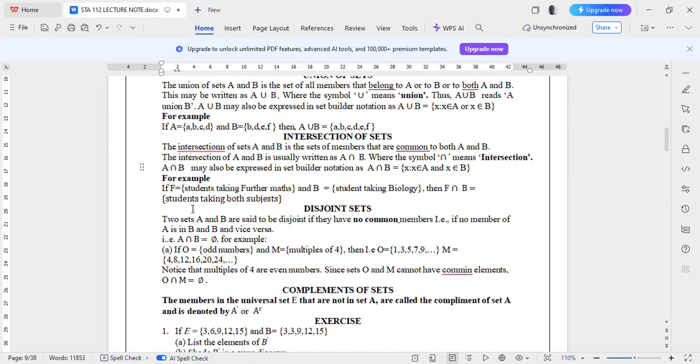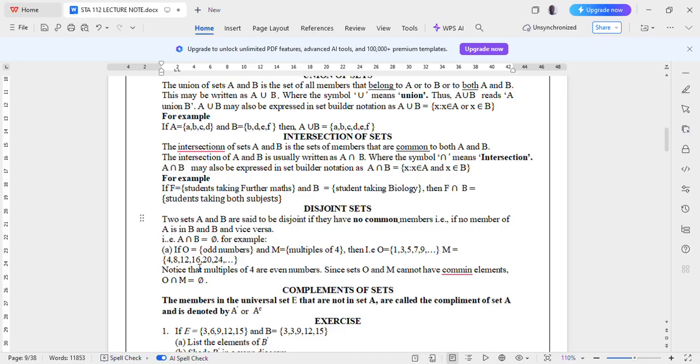So now, two sets A and B are said to be disjoint if they have no common element, no common member. That is, if there is no connection, no member of A is in B and no member of B is in A. So in that case, for a disjoint set, A intersection B is always an empty set.